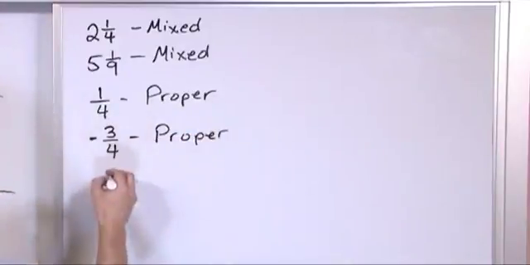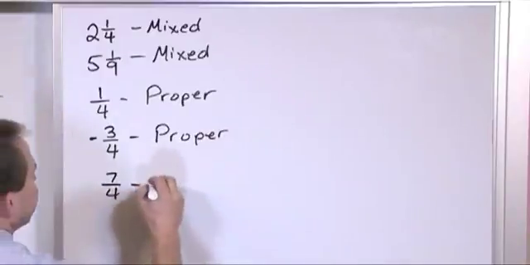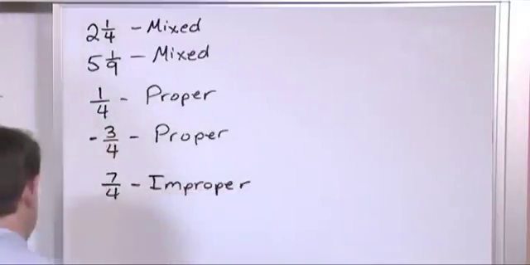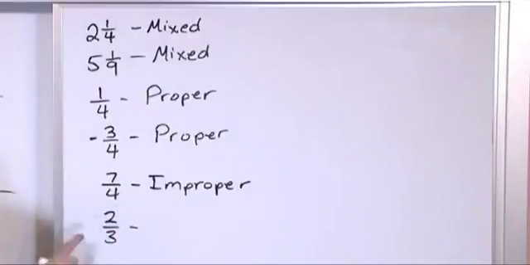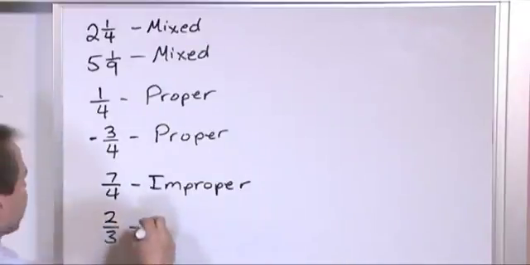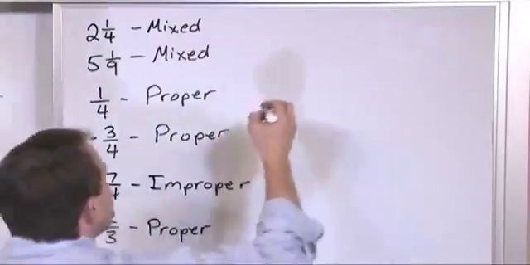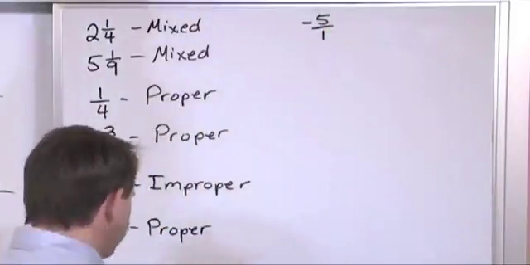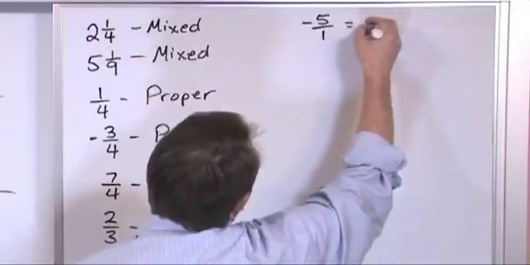Okay? What about 7/4? Now in this case, everything's flipped over because the top number is actually bigger than the bottom, so this is improper. Okay? And what about 2/3? Top number is smaller, so that is proper. That's a proper fraction. What about negative 5 out of 1? That is an improper fraction because they're bigger on the top. So that's improper.